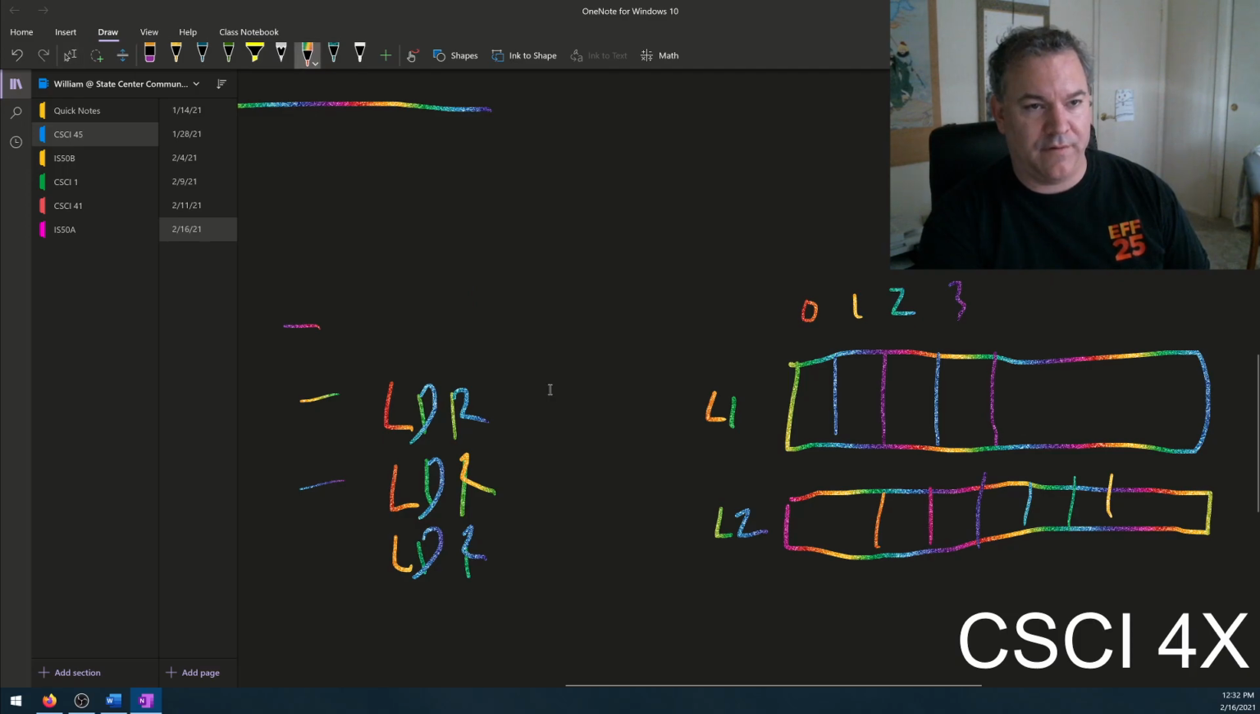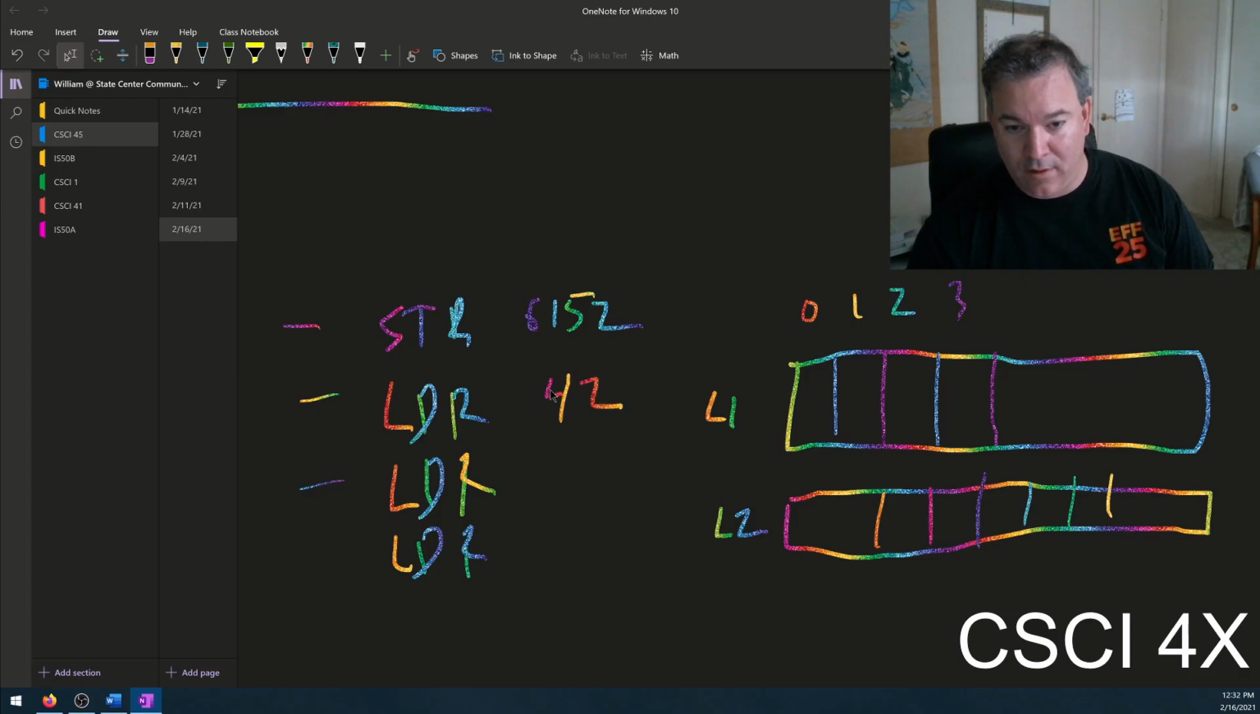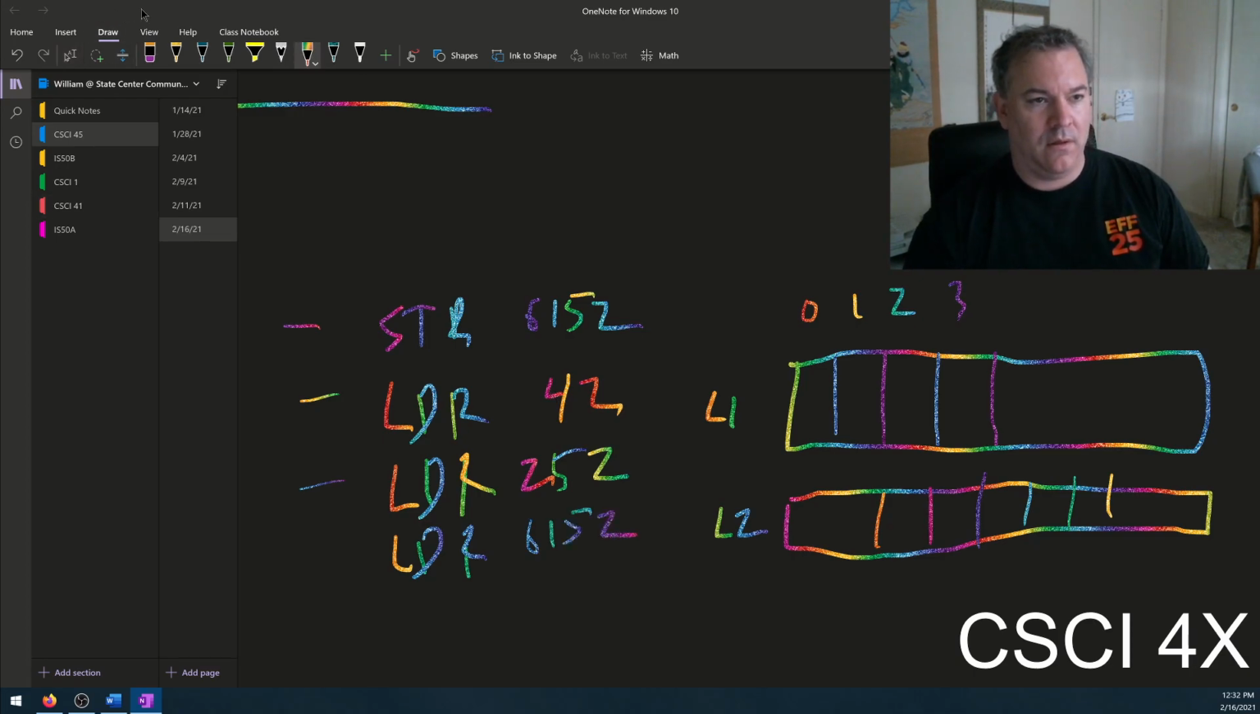So I'll start off this time with a store. So I'm going to store 6152. I'm then going to load 42. Then I'm going to load 252. And then I'm going to load 6152. All right. So let's see what's happening here. And I'm probably going to need to draw L3 cache at this point.